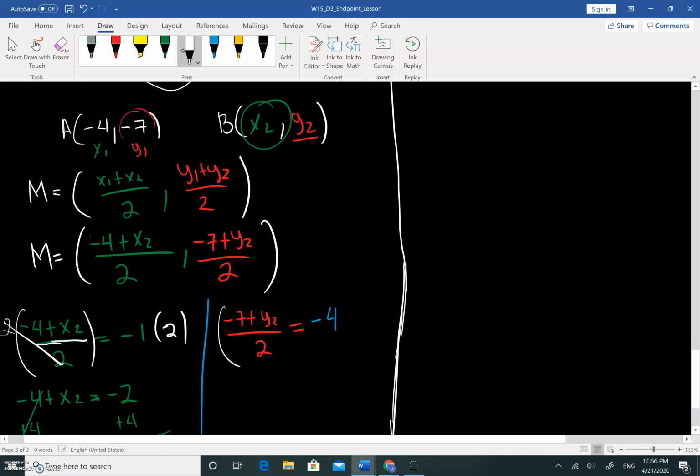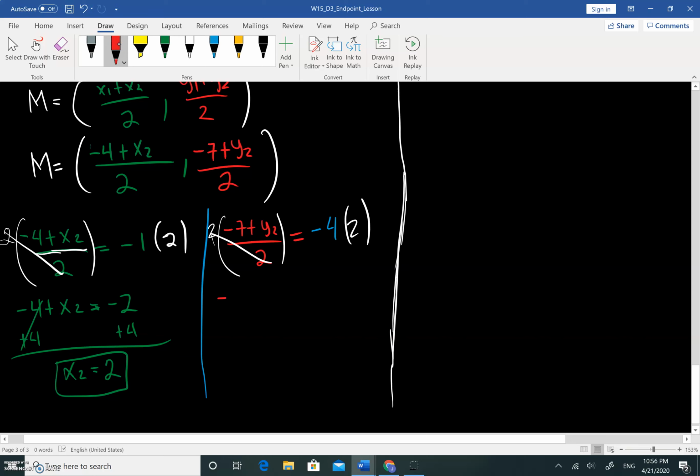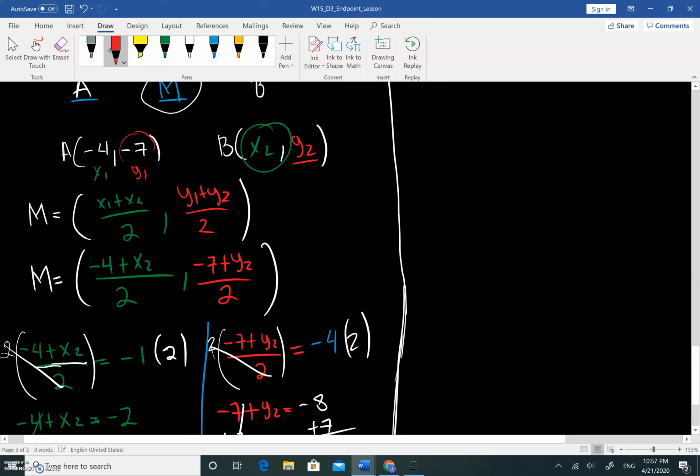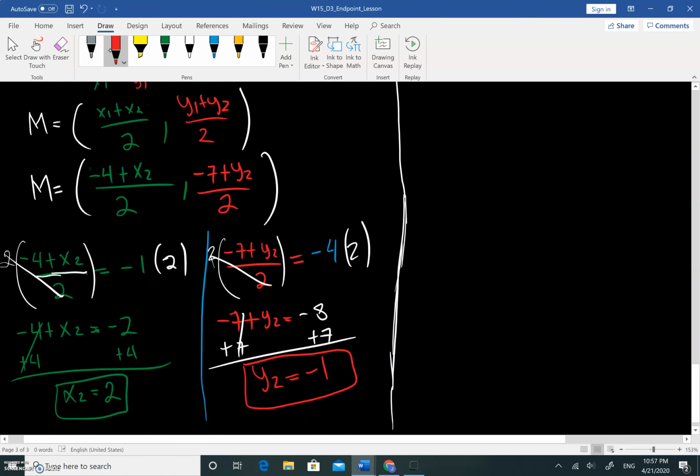And then from here, we do the same steps. We multiply by 2, multiply by 2. These two cancel out. We have -7 plus y2 is equal to -8. And then we go ahead and add 7 to both sides because we want to get rid of these. All we have left is y2 is equal to -1. So therefore, the coordinates for B would be (2, -1).